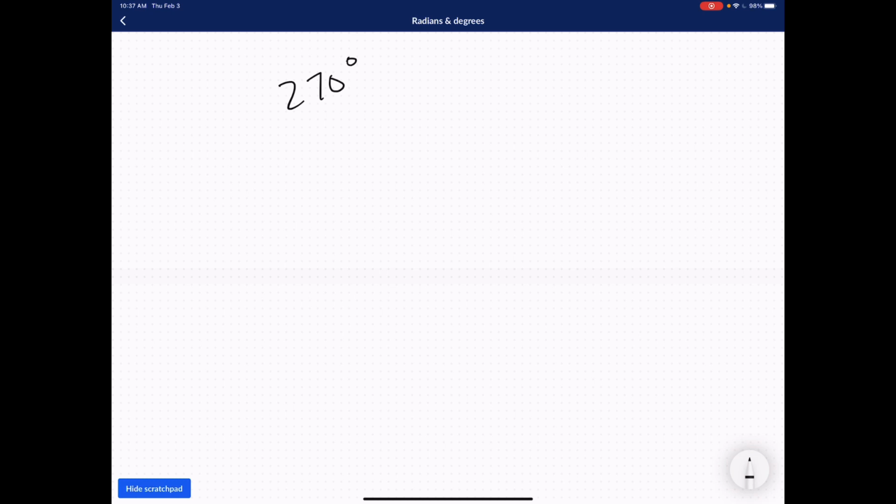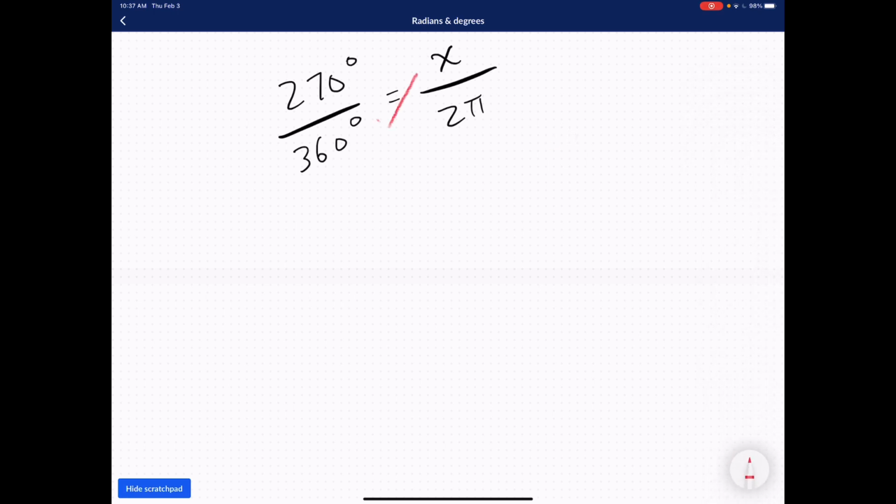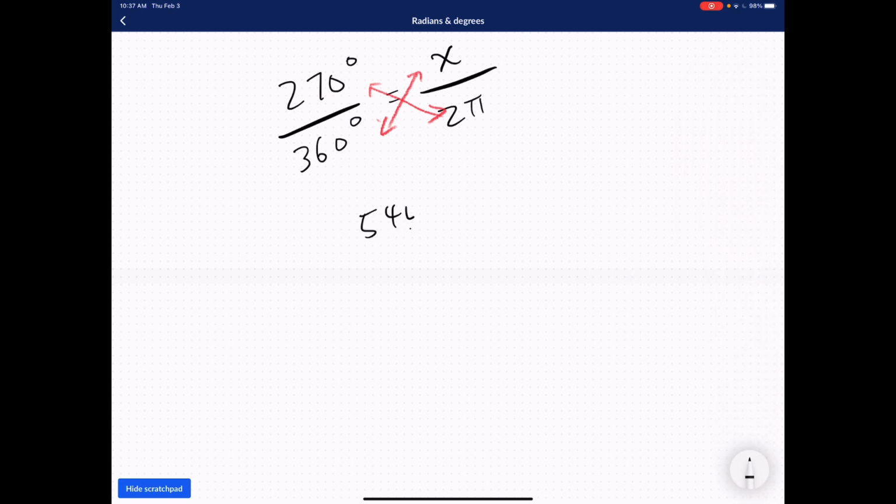So I got 270 degrees, which is the same thing as 360 degrees, and then we were looking at 2 pi. So 2 pi is the same thing as 360 degrees, and we're solving for x. How do we do that? There's a thing called cross multiplication. We just multiply these. So what is 270 times 2 pi? That's 540 pi.